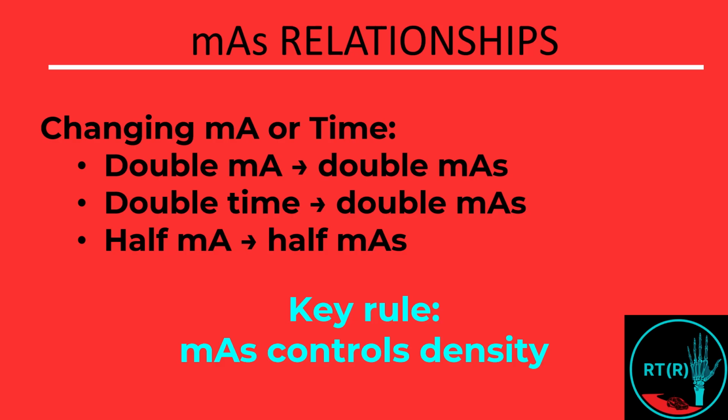The relationship between mA and time. Changing mA or changing time: if you double the mA, you double the mAs. If you double the time, you double the mAs. Half the mA, half the mAs. Key rule: mAs controls density. mAs directly affects how dark the image is. Any change in mA or time will change mAs proportionately.